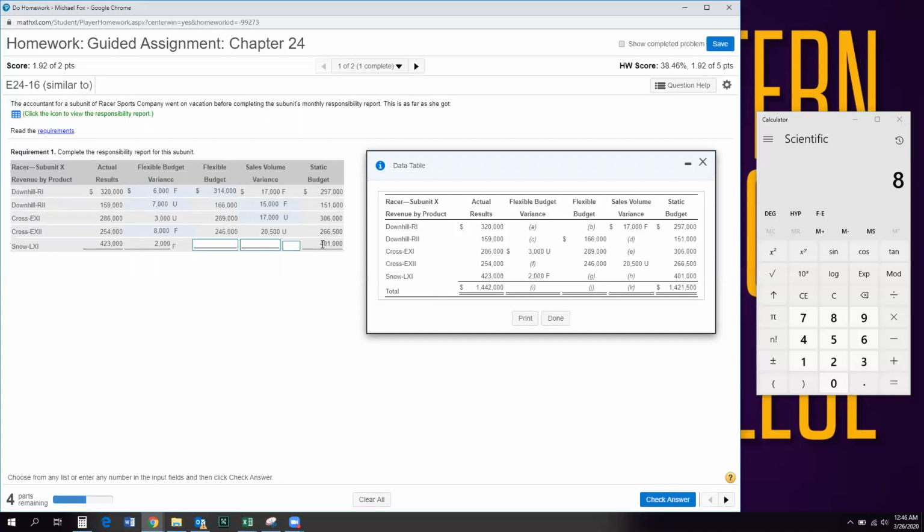So again, we're missing some things here. So we know that if our actual results were 423,000 and we have a favorable variance of 2,000, then our flexible budget must be 2,000 less than the actual results, so 421,000. And then if our flexible budget is 421,000 minus our static budget of 401,000, that's going to leave us with a $20,000 favorable variance.